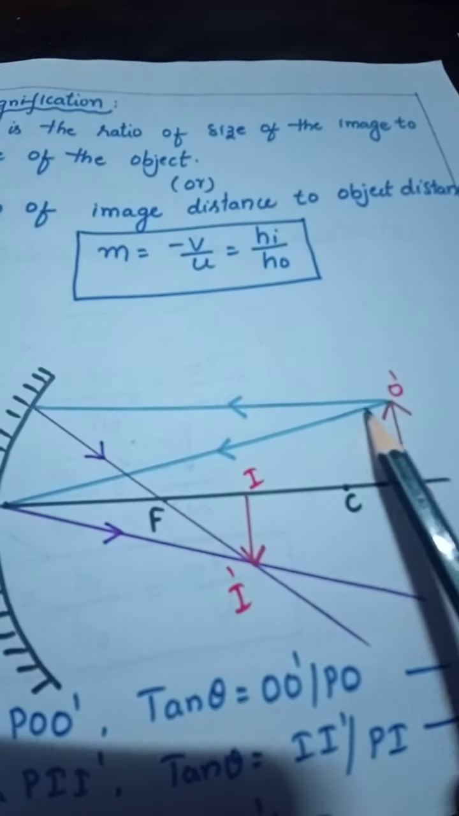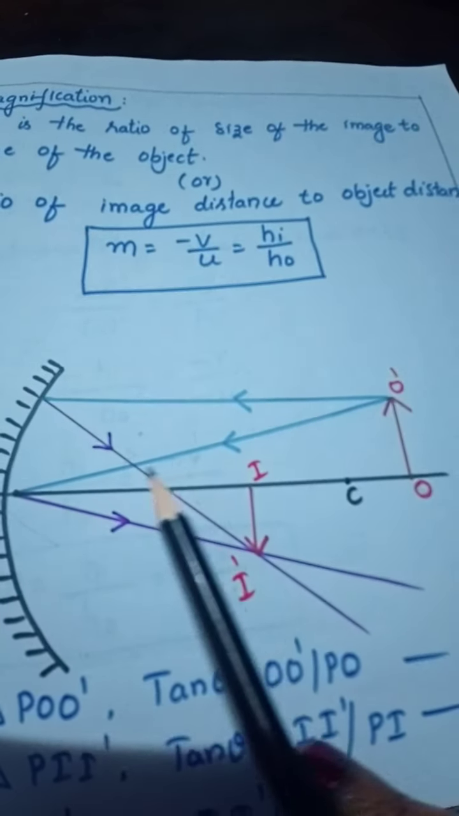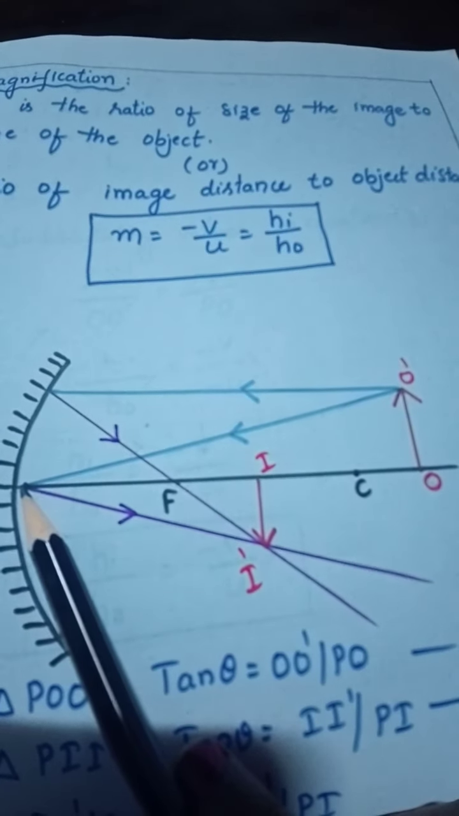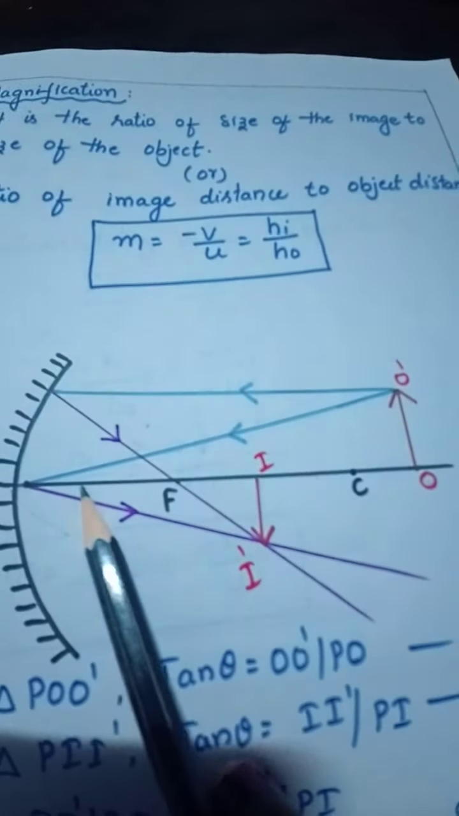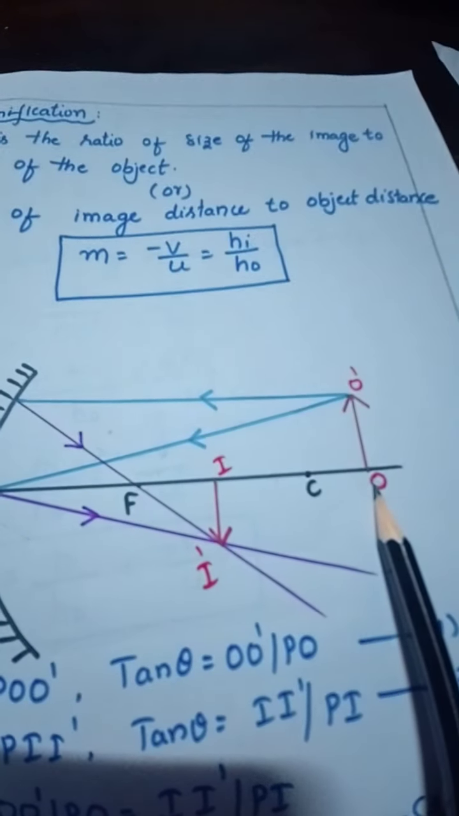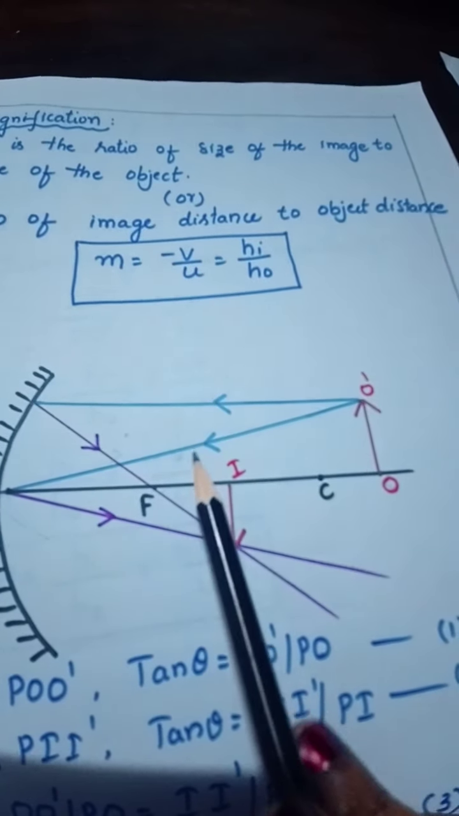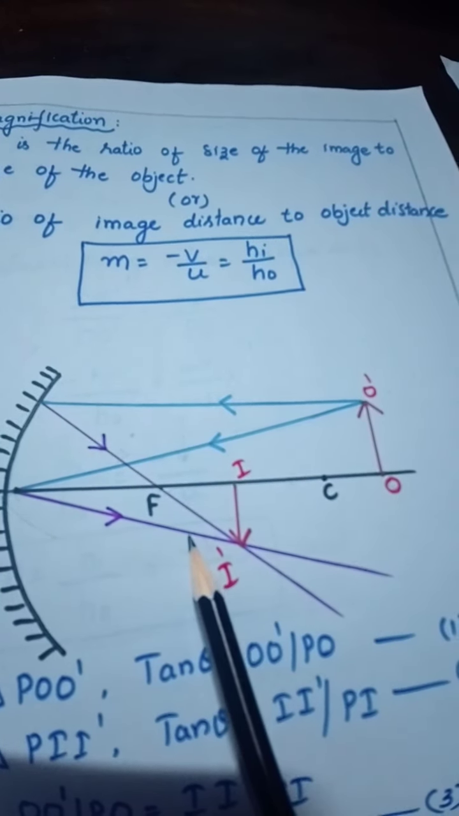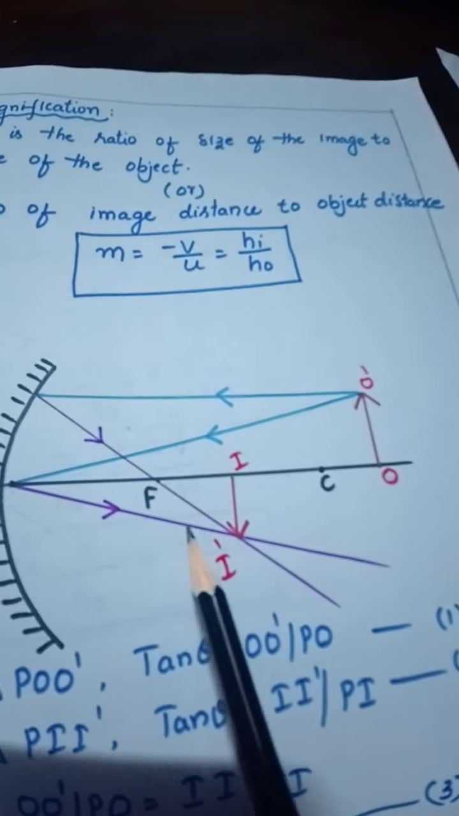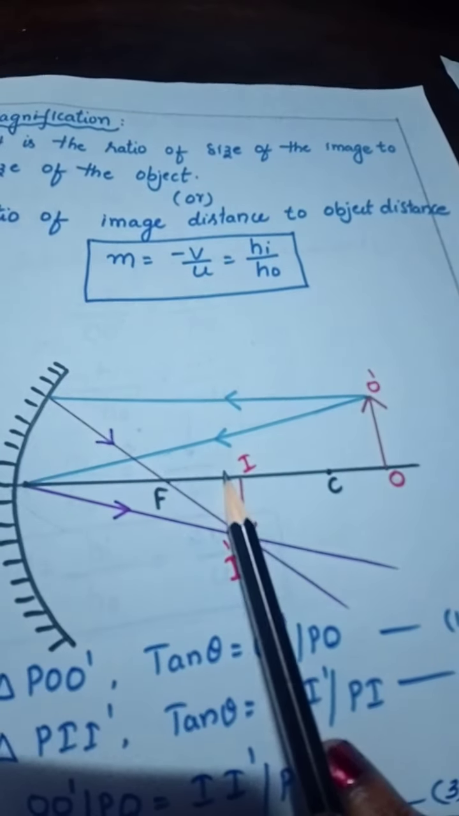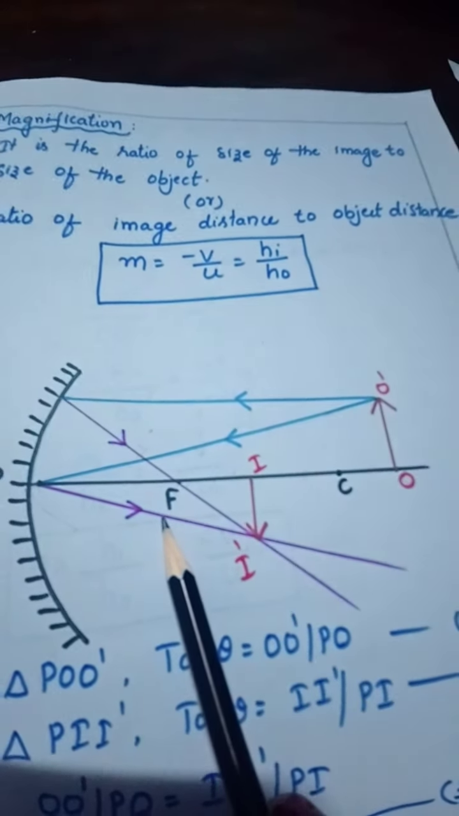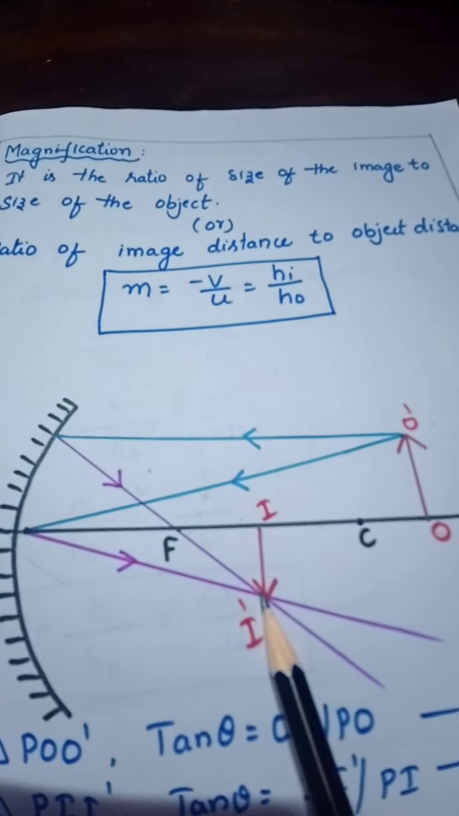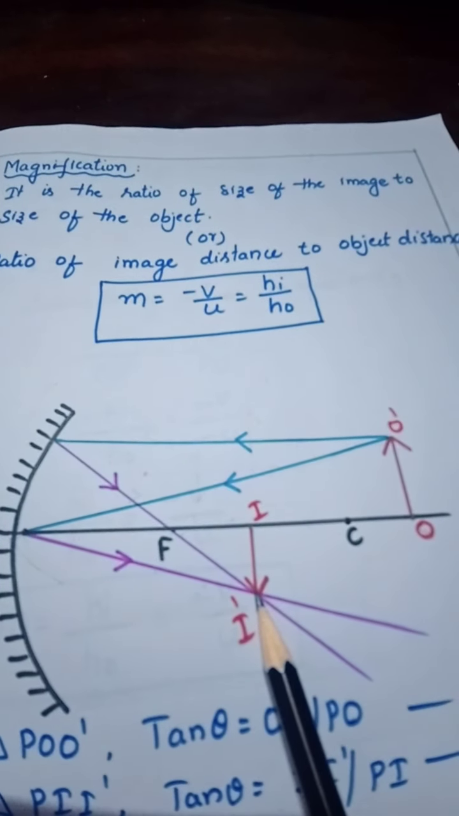The second incident ray I have taken is falling on the pole. For this ray, the principal axis acts as the normal, so it makes equal angles with the incident ray and the reflected ray. The same angle it makes with the principal axis for the reflected ray. And the 2 reflected rays in pink color intersect at this point. So we get the image. See the diagram clearly.